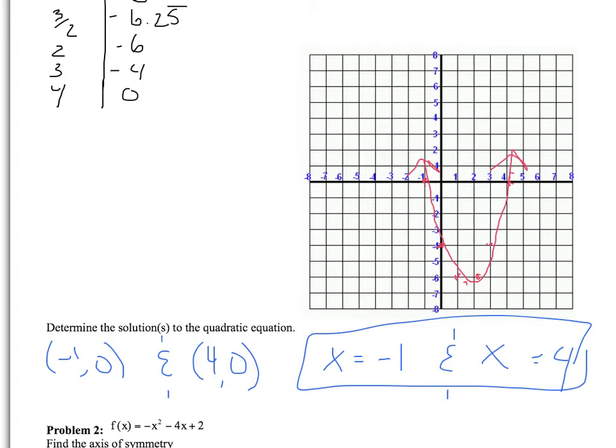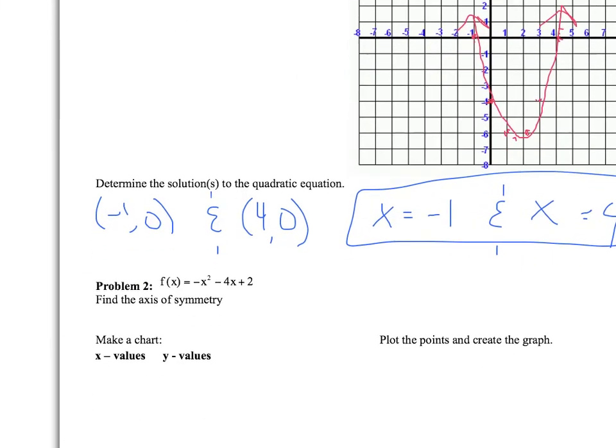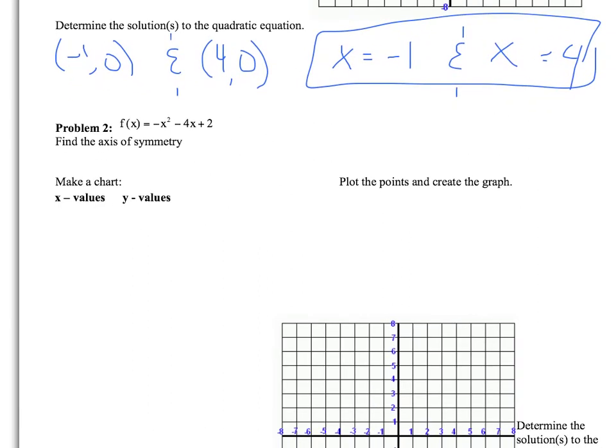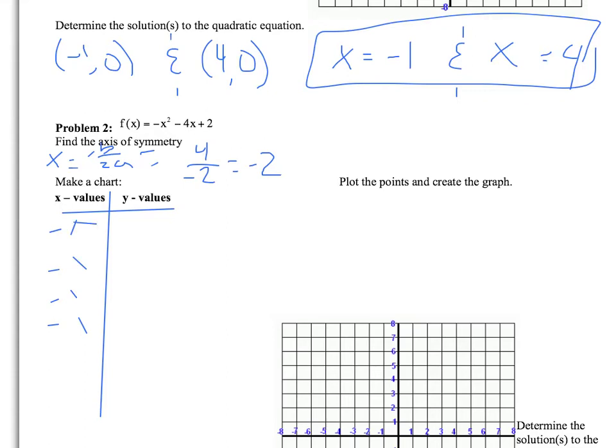So on this next one we have, let's move down, find the axis of symmetry. Well, it's -b/2a. So it's going to be 4 over -2, which is -2. That means in the middle of my chart, I need to make sure I have a -2. And I picked 3 numbers above, 3 numbers below. So -5, -4, -3, -1, 0, 1.